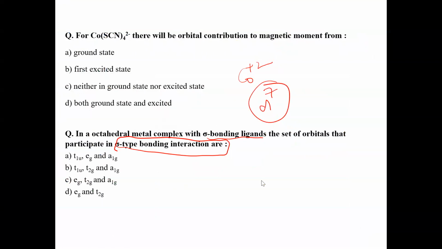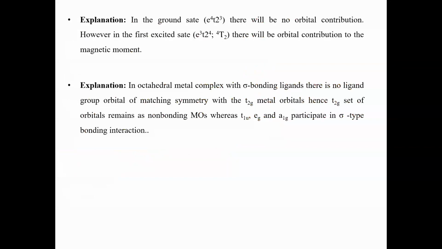Yeah, A is right, because T2g is involved in the pi orbitals. The symmetry of this T2g matches with the T2g of the ligand, because side-by-side overlap is there. And what about the first one? I'm going to explain the ground state.